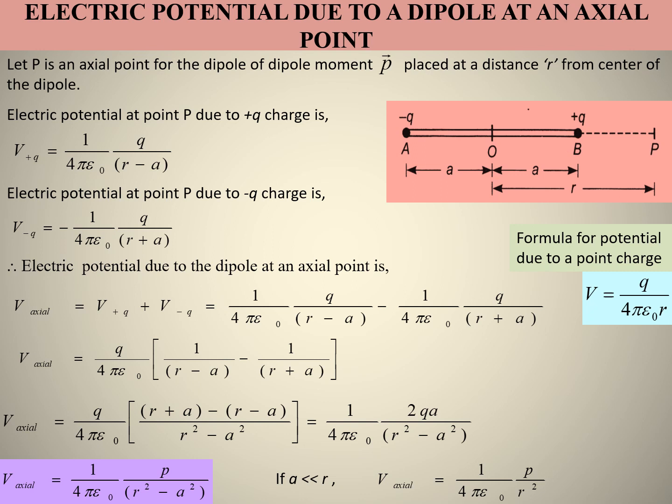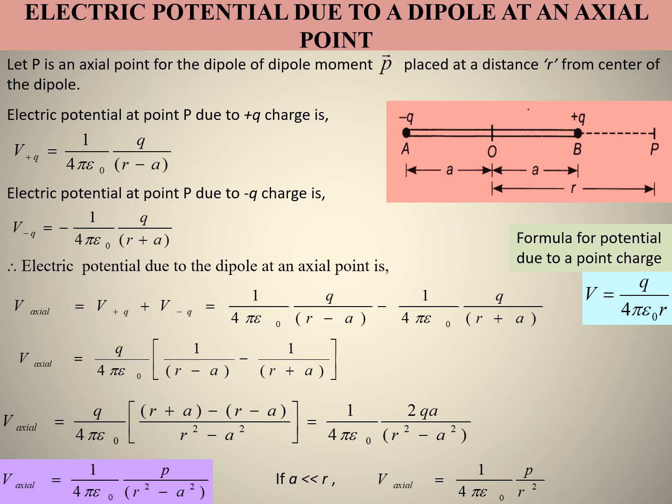So first let us come to the expression for electric potential at point P due to plus q charge, which is given by 1 by 4 pi epsilon naught q by r minus a. Here r minus a is the distance of the plus q charge from the point P. Similarly, electric potential at point P due to minus q charge is minus 1 by 4 pi epsilon naught q by r plus a, and r plus a is the distance of the minus q charge from the point P.